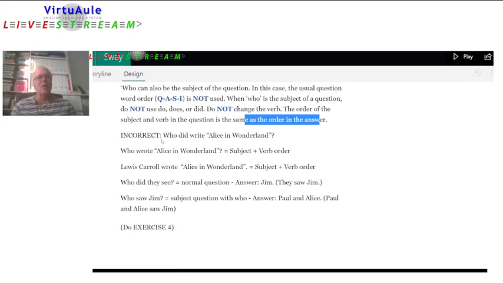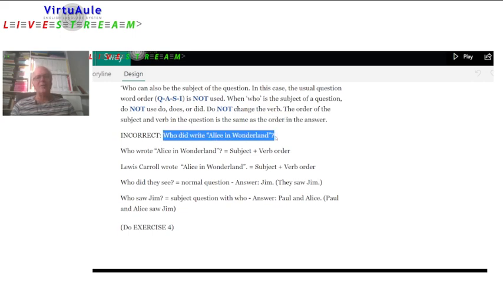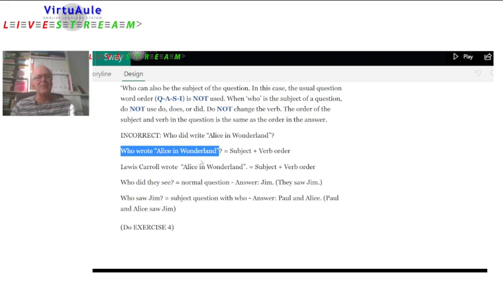Okay, let's look at this. Who did write Alice in Wonderland? Okay, here we have the normal quasi form. Question word, who, did, auxiliary, write, infinitive. Okay, who did write, question word, auxiliary. We don't have the subject here. You see, this is the problem. The subject is not Alice in Wonderland, and we don't have a subject here. So the question should be, who wrote Alice in Wonderland?